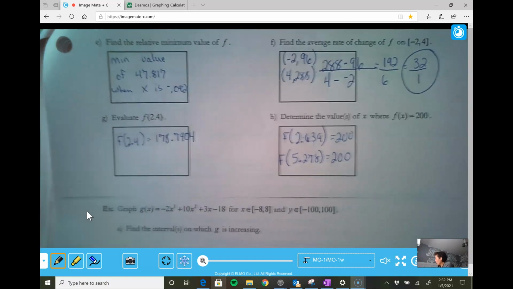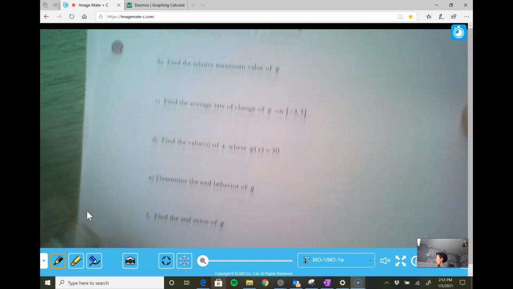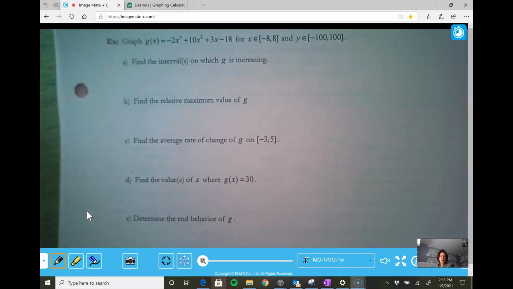So we're going to try one more, and I'm going to go back to Desmos and put this one in. First, I'm just going to get the shape, and then we'll come back to the notes and answer those. So here we go. I'm going to pause and get this typed in.